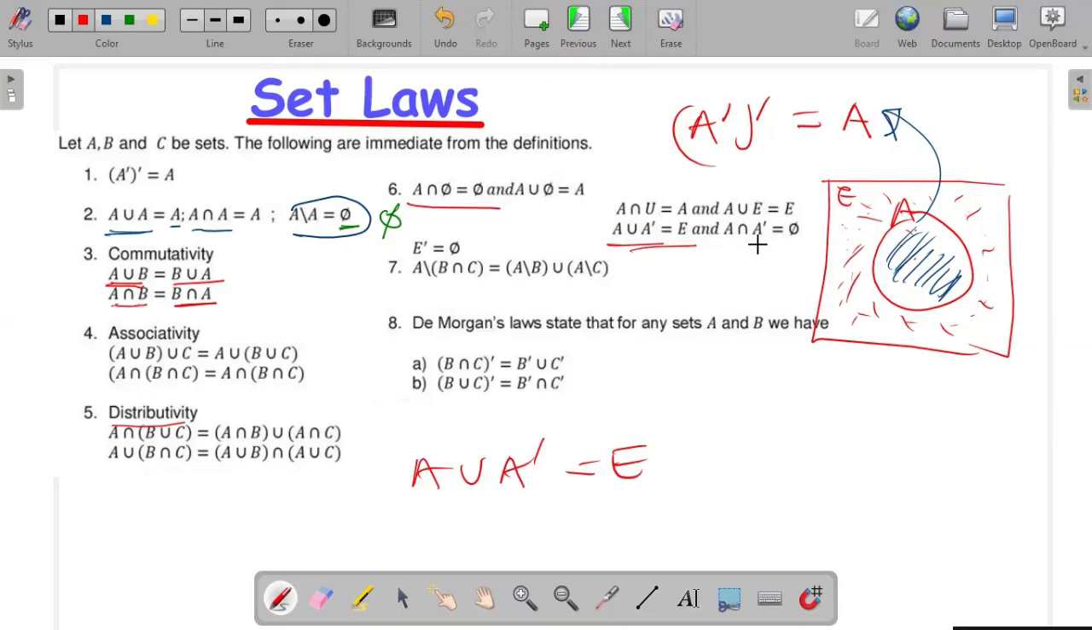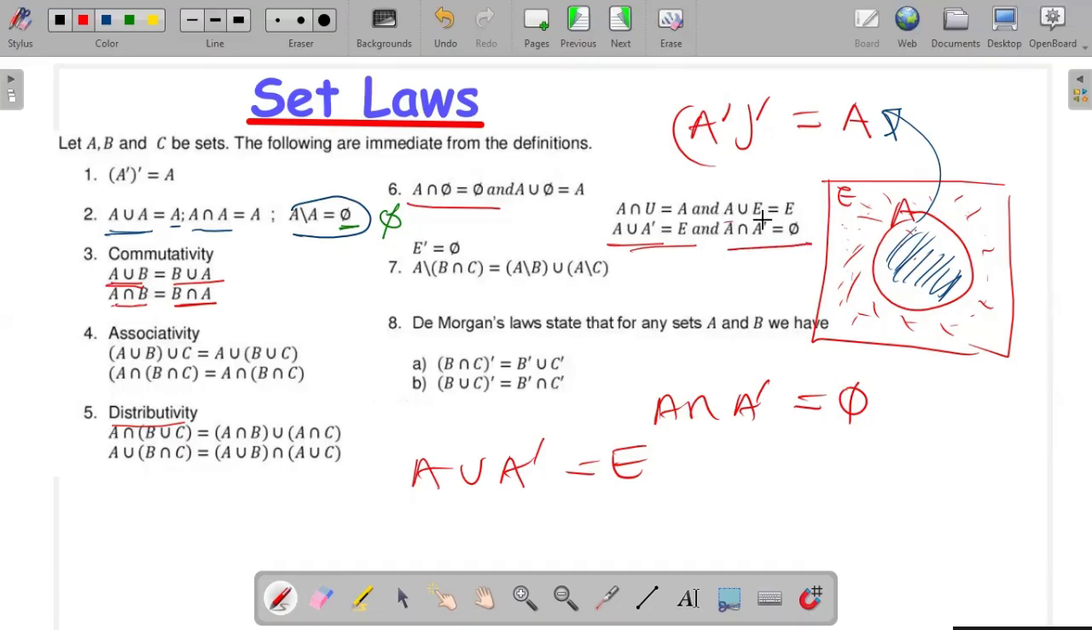Then A intersect A complement. These here have no part where they're intersecting because no lines are crisscrossing. So A intersect A complement is empty because there are no common elements between A and A complement, which is this part here.